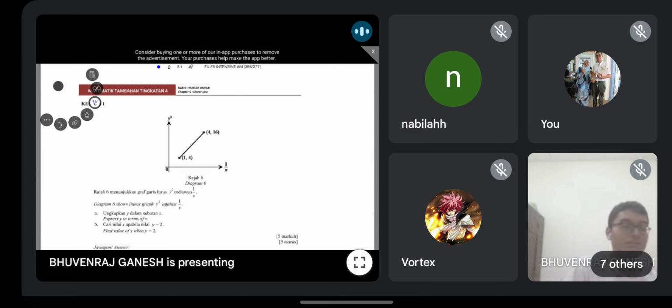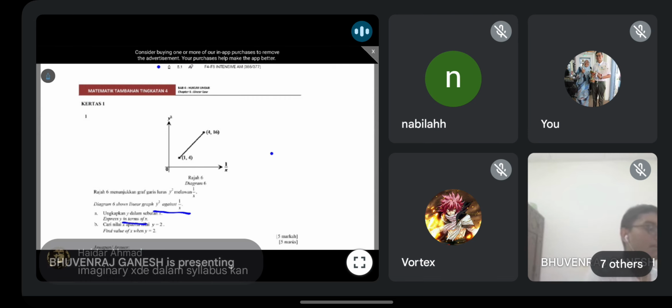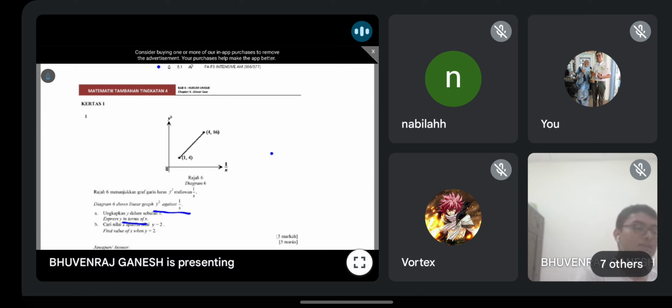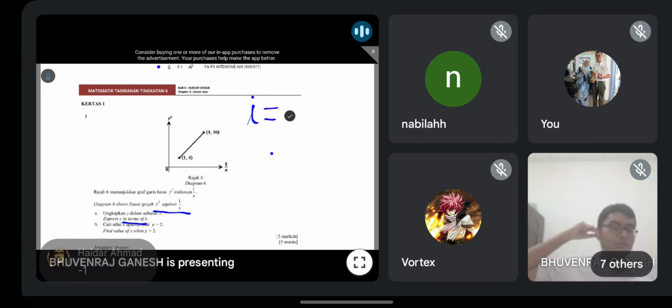Okay, guys, we drill all the linear law questions now. Okay, come. So now they say there is a linear graph y square against 1 over x. Okay, so they ask you to express y in terms of x. Imaginary actually got a bit. Quadratic equation, guys. Does anyone know what is the value of i? Apa nilai i?